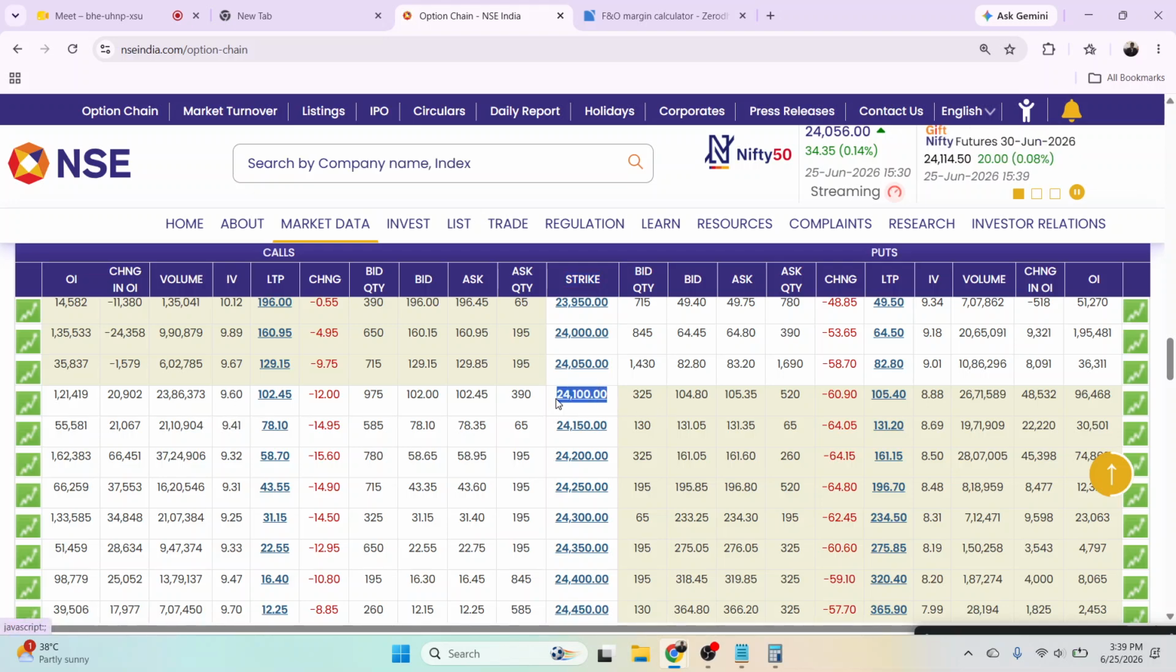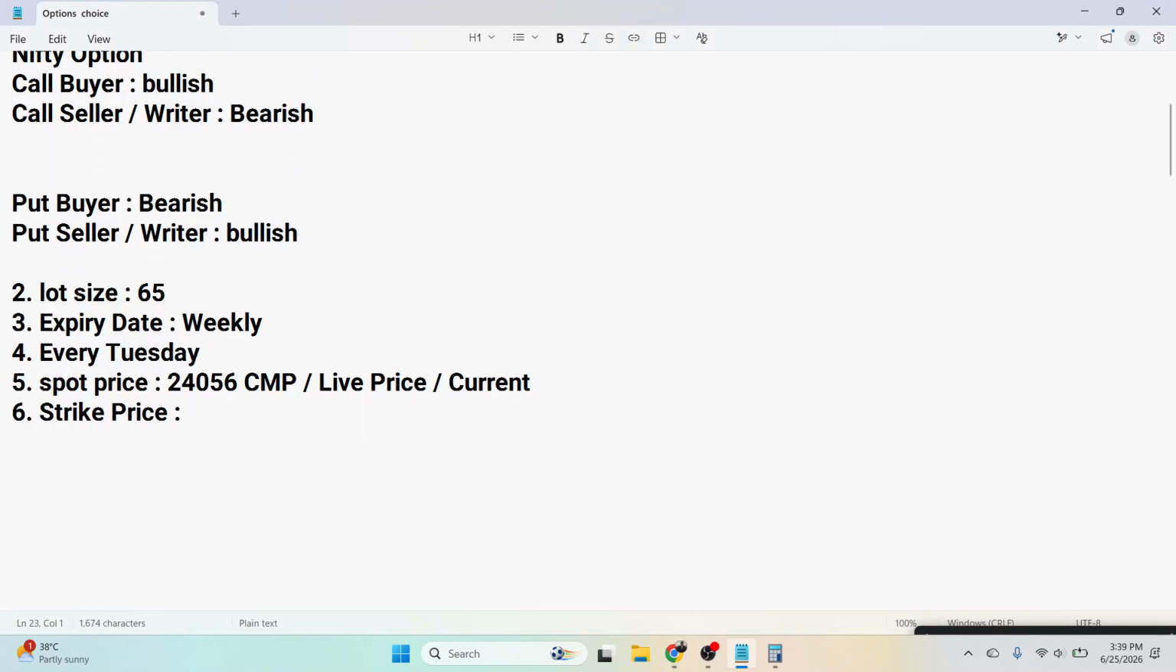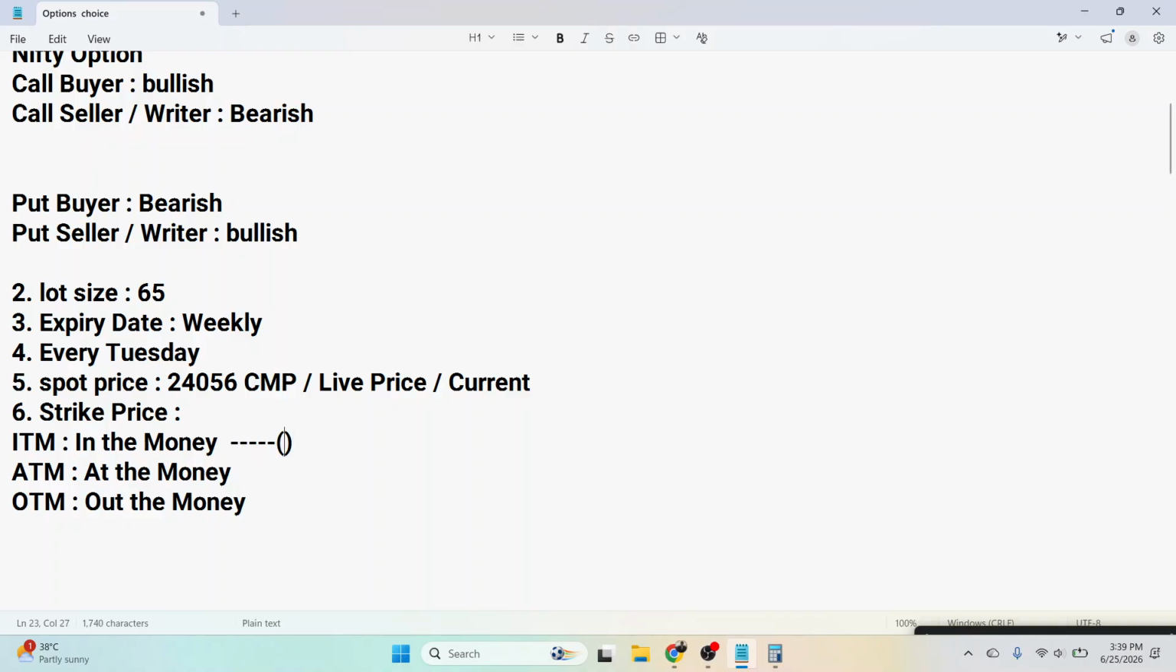So this is known as strike price, okay. Now strike price can be categorized into three things. Strike price can be ITM, ATM and OTM. So these are the three classifications: ITM means in the money, ATM at the money, and third one is OTM, out of money. So these are the three strikes available, okay. ITM means less than the CMP. ITM is always less than the current market price.